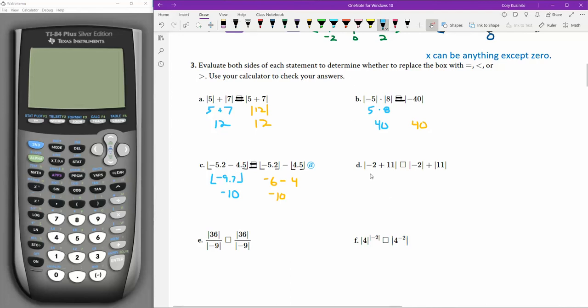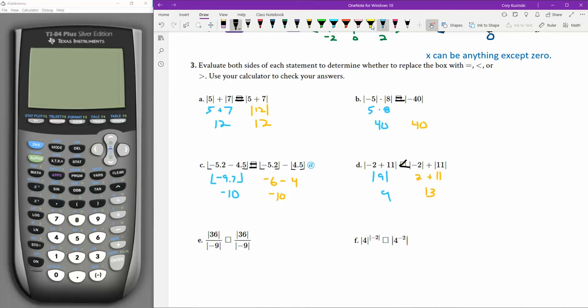All right. On the left, we need to do the addition first. So we're going to do the absolute value of 9, which is 9. On the right, we're going to do the absolute values first. So absolute value of -2 is 2. Absolute value of 11 is 11. We're going to add those. And now, for the first time, we see that our answer is less than. 9 is less than 13.